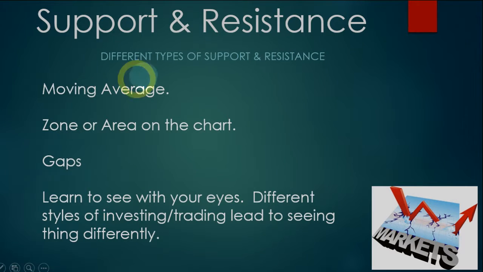There are different types of support and resistance. We've covered some of them here. I didn't list all of them, but moving averages can be areas of support and resistance. Just a zone or area on the chart that's maybe related to a pivot or to a long run of price action can be an area of support and resistance.